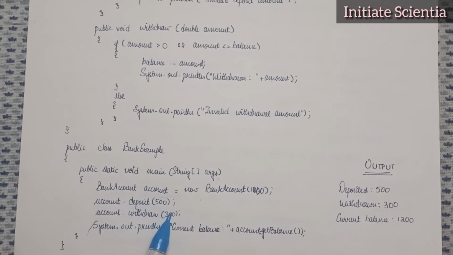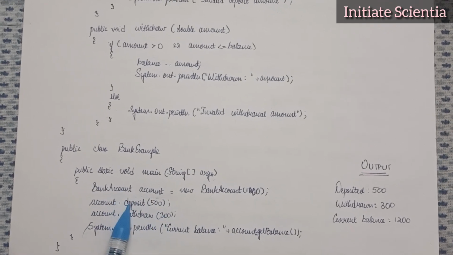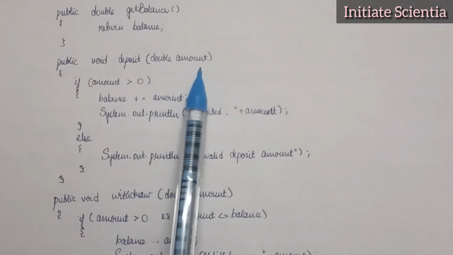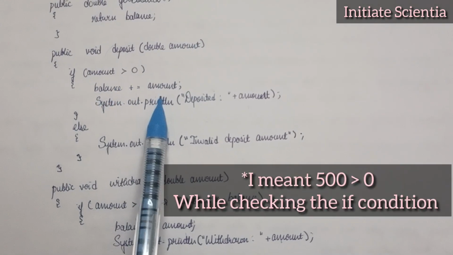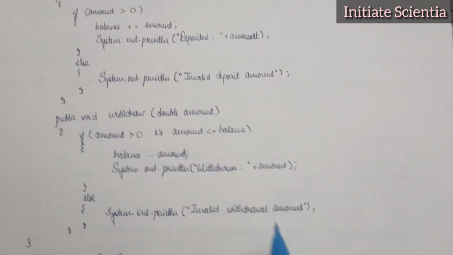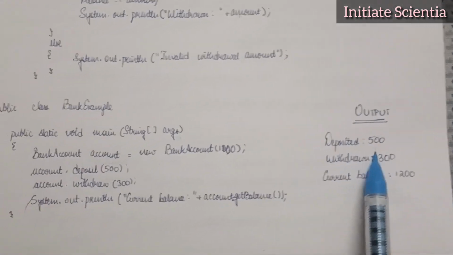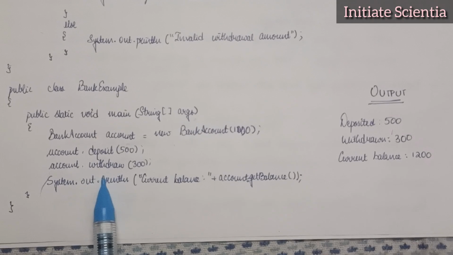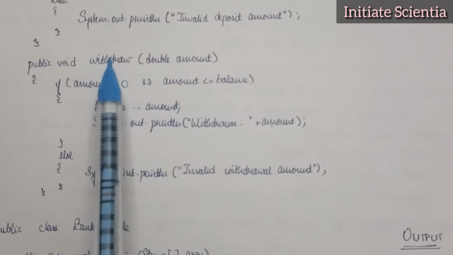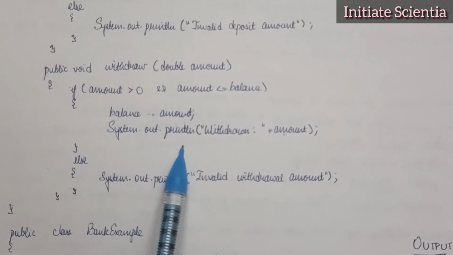account.deposit(500), you are calling the deposit function. Now it is greater than 0, so add it to the balance and show deposited 500 as shown in the output here. And account.withdraw(300), you're calling withdraw of 300 rupees, so it calls this function, and it shows this.